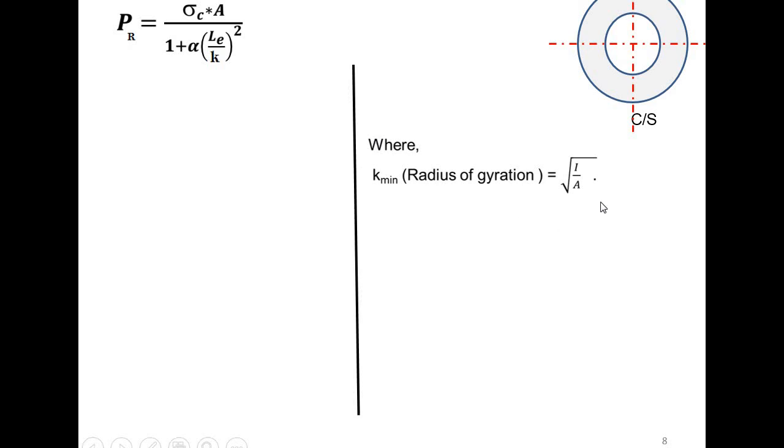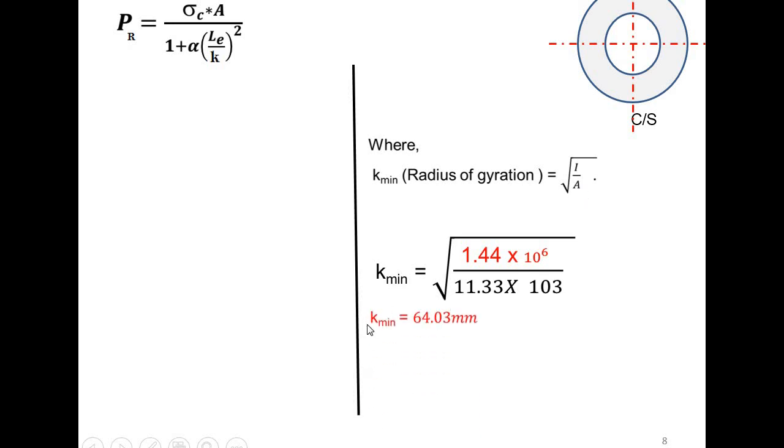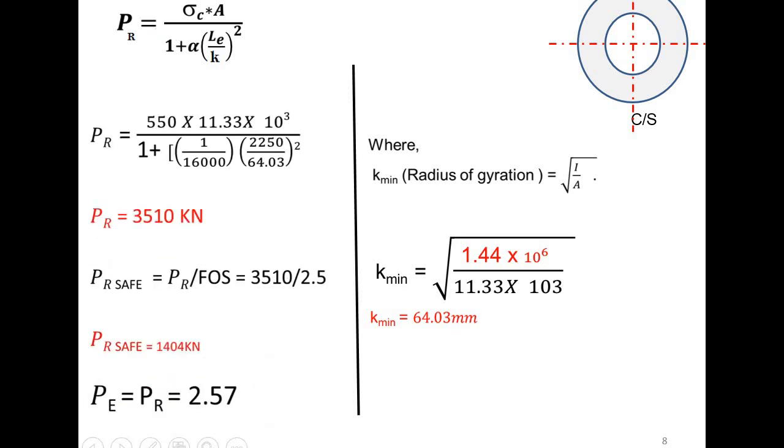We know the formula for the radius of gyration, that is K equal to under root I by A. So just put the values of moment of inertia and area. In this way we will get the value of K minimum. In this case we got K minimum equal to 64.03 mm. Now put all these values in the Rankine formula. We'll get the Rankine load, that is PR equal to 3510 kilonewton.